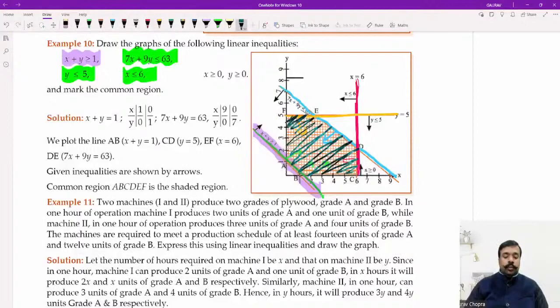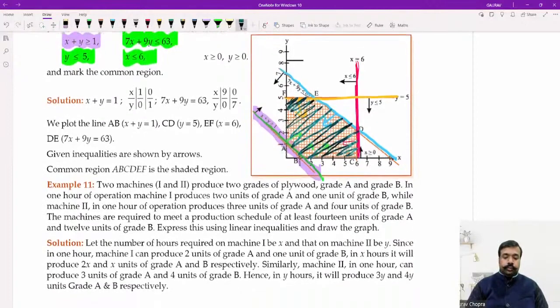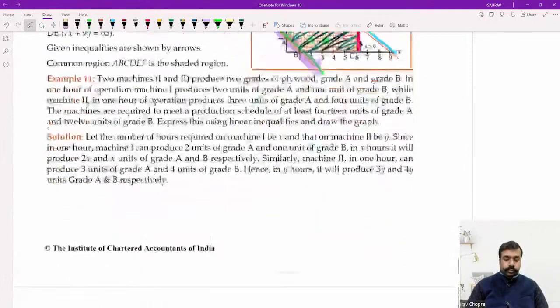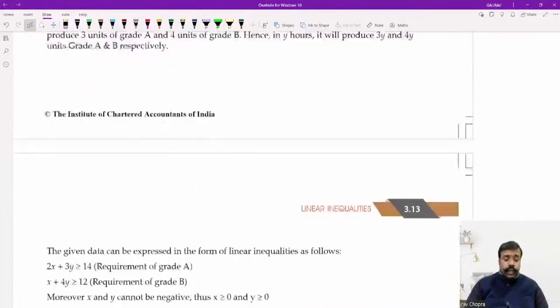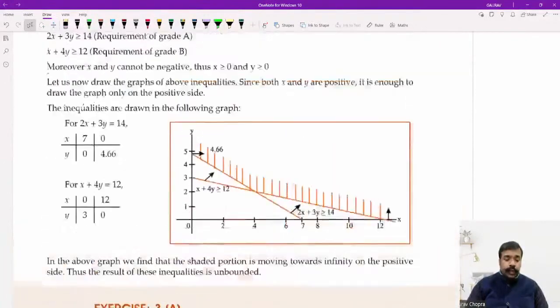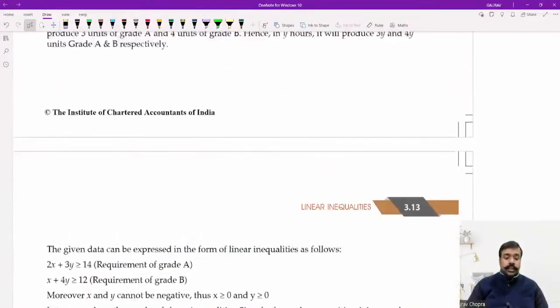This becomes the common region. All right. So now we are having example number 11 as well. And after that, we will move towards the exercise.